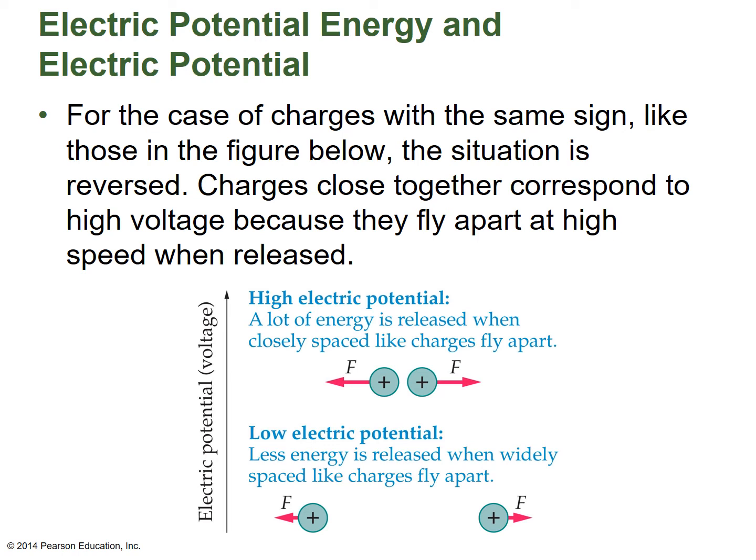Here, if you have positive charges very close to each other, they will repel each other very strongly. So then you will have high electric potential. A lot of energy is released when closely spaced like charges fly apart. But if the similar charges are far apart at the beginning, we will have a low electric potential because less energy is released when widely spaced like charges fly apart.